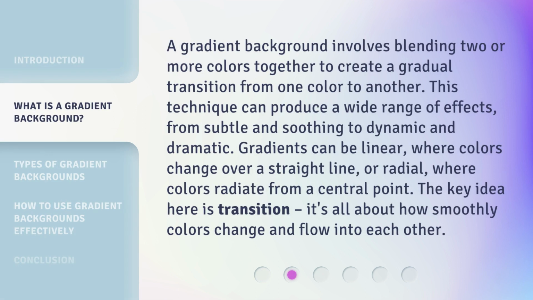A gradient background involves blending two or more colors together to create a gradual transition from one color to another. This technique can produce a wide range of effects, from subtle and soothing to dynamic and dramatic. Gradients can be linear, where colors change over a straight line, or radial, where colors radiate from a central point. The key idea here is transition. It's all about how smoothly colors change and flow into each other.